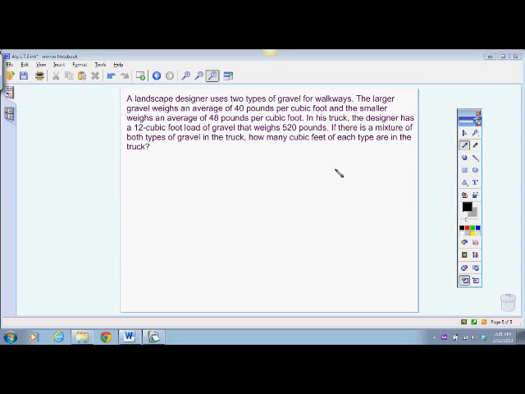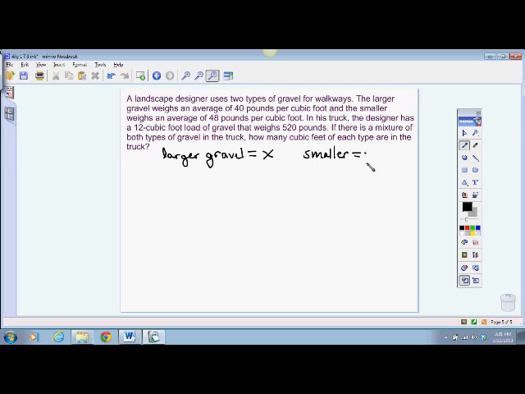Now again, it doesn't look like there's enough information for us to be able to solve this, but we're talking about two things: weight and capacity, in cubic feet. If I'm talking about the larger gravel, I'm going to call that amount X, and the smaller amount of gravel Y.